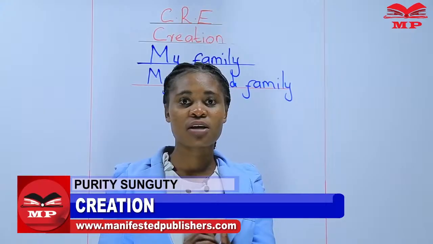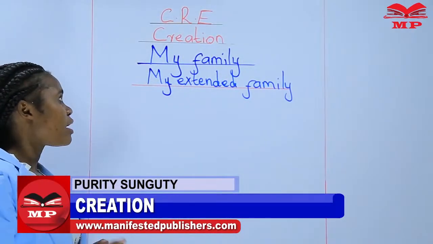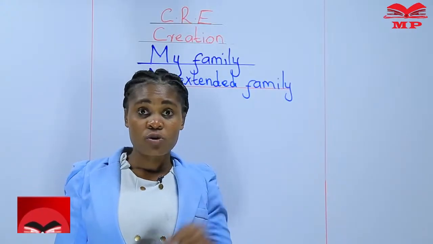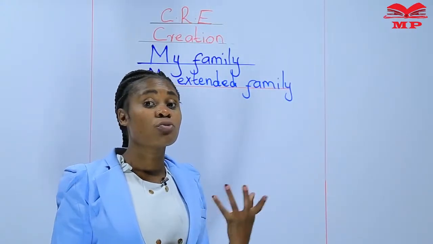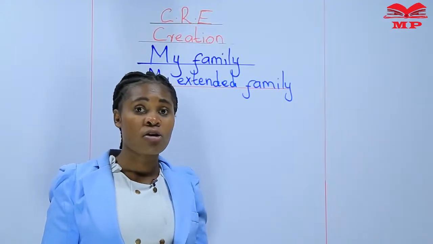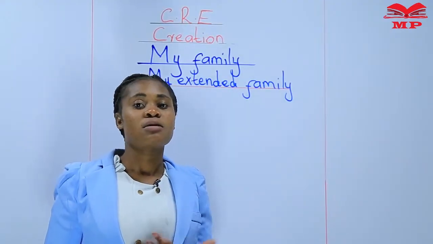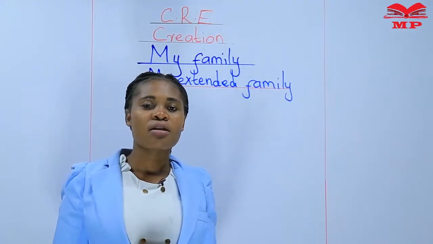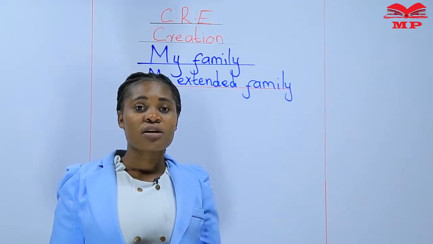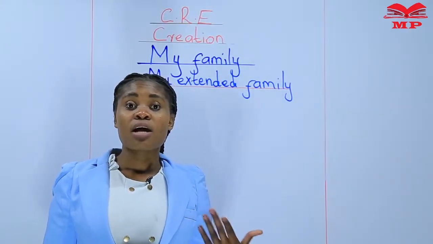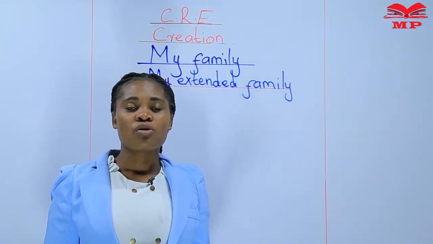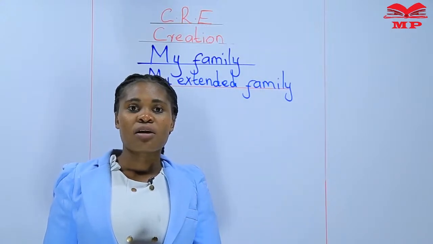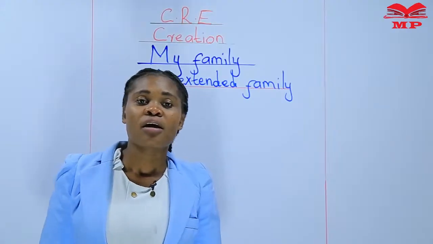So join me for our today's lesson, and we shall learn about my extended family. So in our previous lesson, we talked about my nuclear family. What is a nuclear family? Let's remind ourselves. Now, a nuclear family is made up of father, mother, and children. However, some nuclear families are made up of one parent and children.